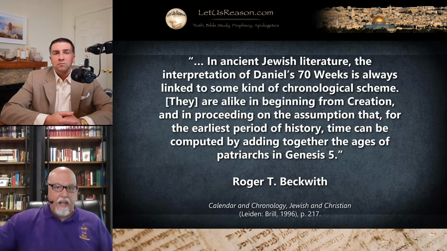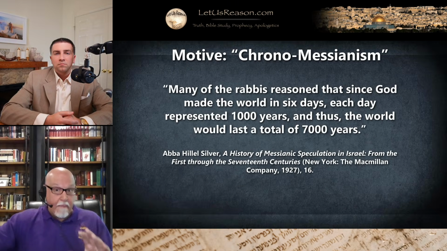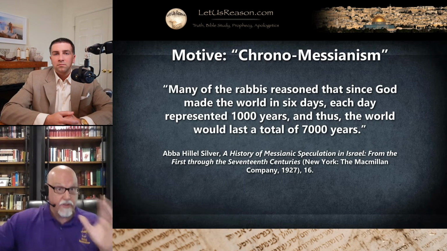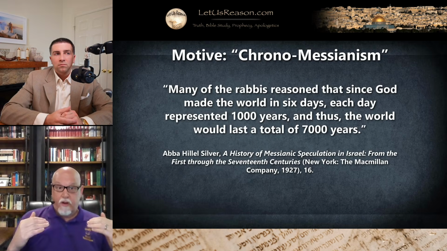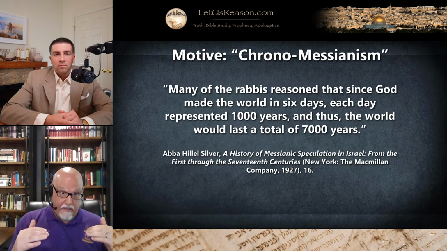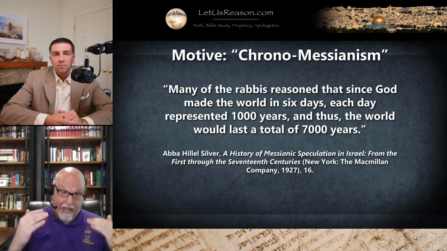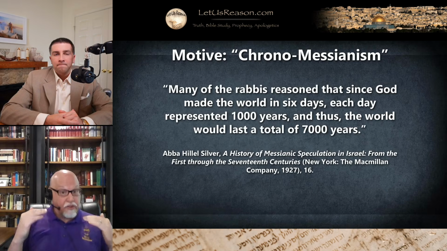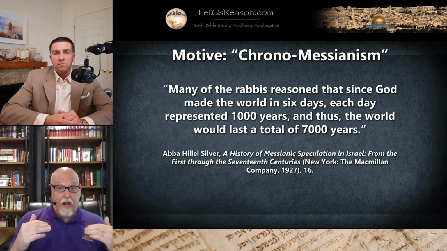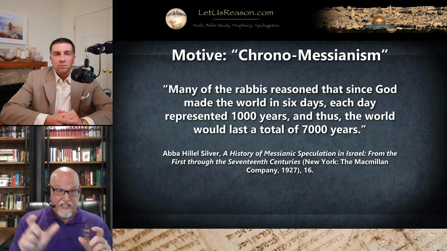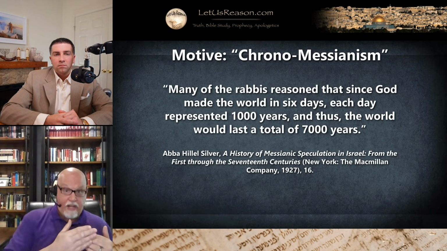and you can try to calculate when the Messiah is going to arrive in history. Many of the rabbis reasoned that since God made the world in 6 days, each day represented 1,000 years, and thus the world would last a total of 7,000 years. You talked about this at the very beginning of our show, right? This idea comes from a really bad interpretation of Psalm 90 and the gospel and Peter's epistle. And it's also found in the book of Jubilees, is the first place that I have found this idea of interpreting history in terms of these 1,000-year blocks based on the creation account.